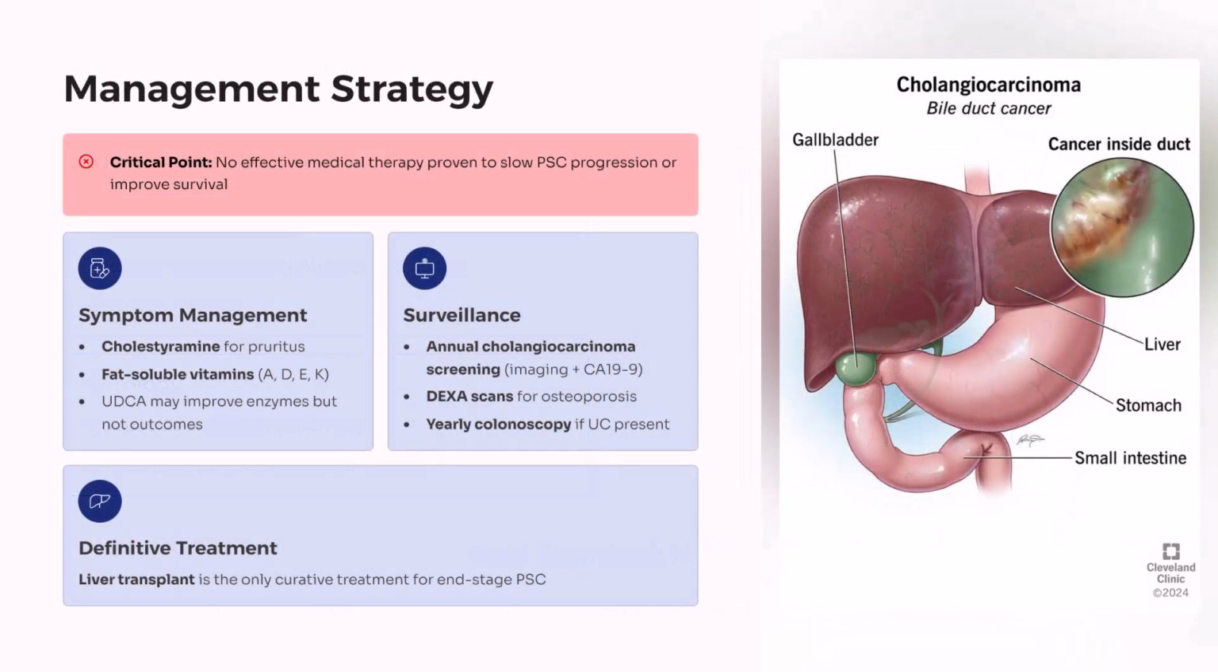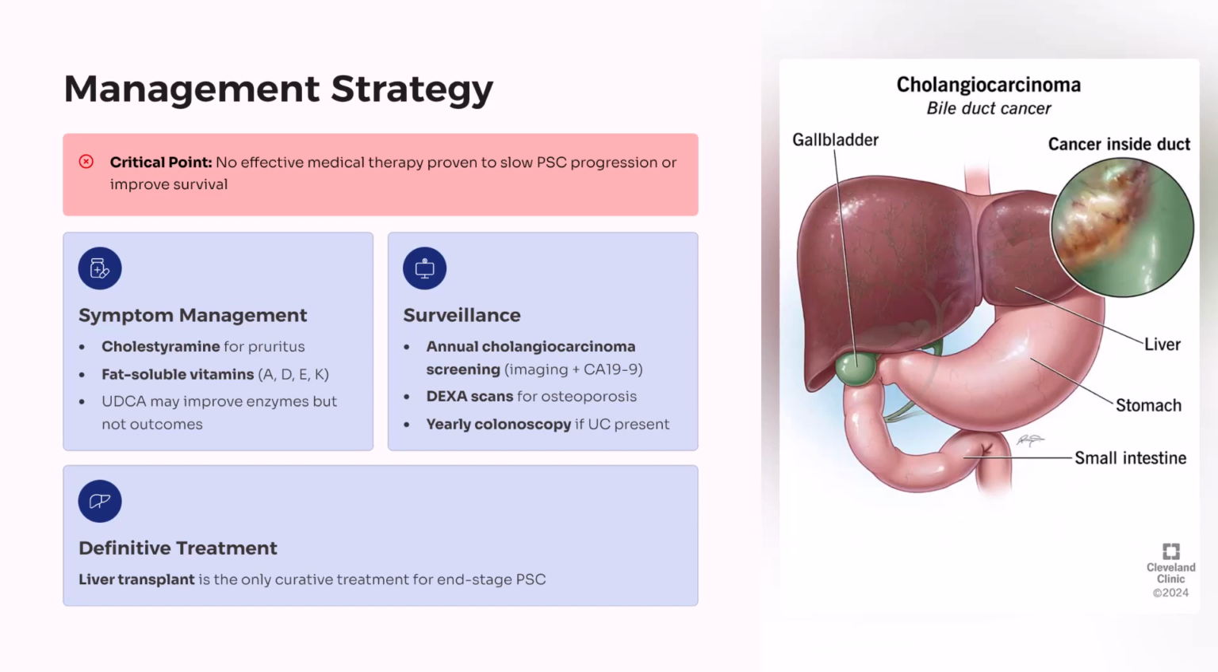This is one of the highest yield points for your exam. Currently, there is no effective medical therapy that has been proven to slow the progression of PSC or improve survival. Ursodeoxycholic acid, or UDCA, may improve liver enzymes, but it does not change the long-term outcome. So, management focuses on 3 things. 1. Managing symptoms. We use cholestyramine for pruritus and supplement fat-soluble vitamins A, D, E, and K as needed.